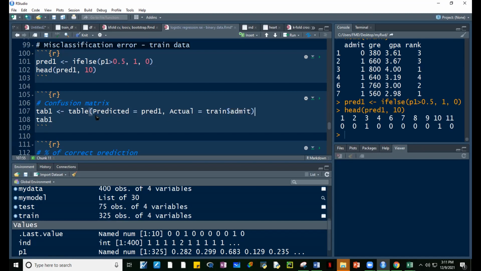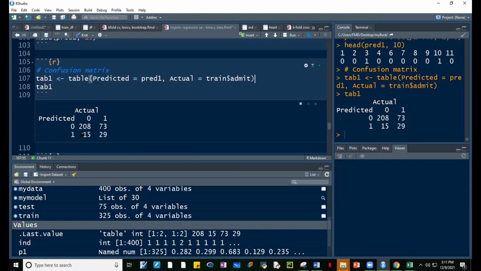Okay? So pwedeng matabulate to kasi pred1 is just one column. Si train admit also one column yan. So hindi natin pwedeng gamitin yung table pag magkaiba yung size ng mga vectors natin. So let's run this. Okay, so ito na yung cross tabulation natin.